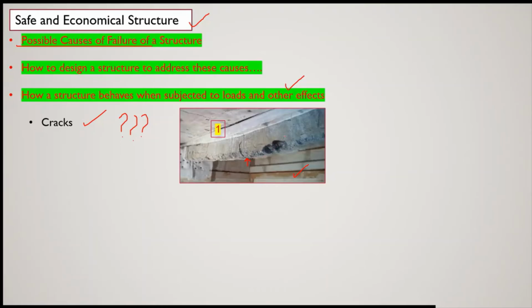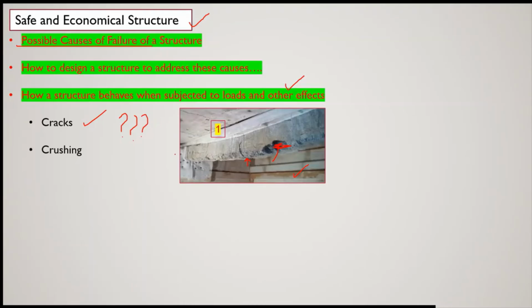Because if it is an RCC beam and the cracks are of great width, the steel inside the beam may be exposed to weathering actions. So corrosion or other things can happen, which will ultimately make the structure unsafe. So one of the effects is cracks.